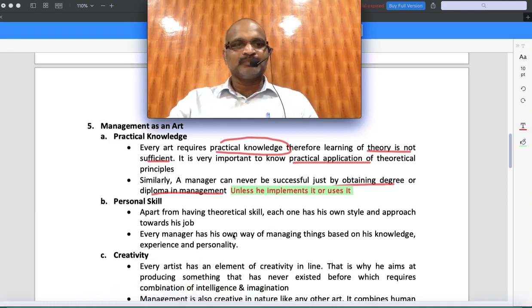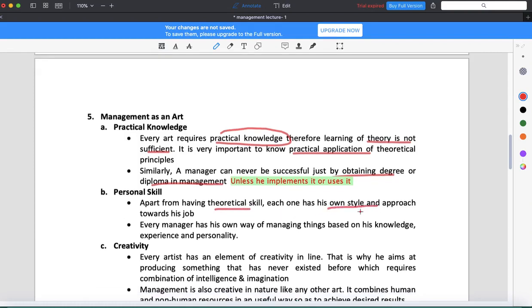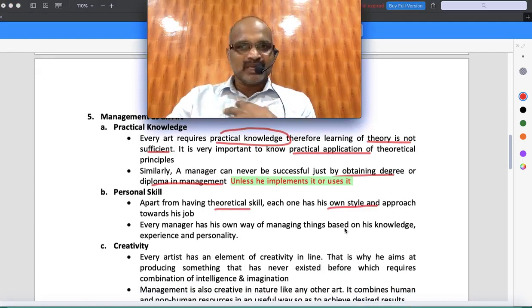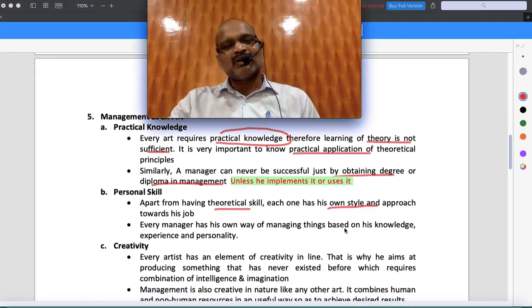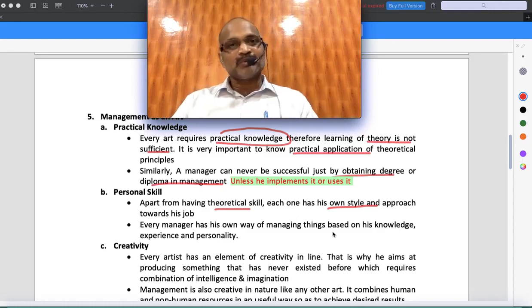Next one, personal skill. Apart from theoretical skill, each one has his own style. That means every manager should have a personal skill. Suppose I did my MBA. Just because I did my MBA, it does not mean I'm going to be successful in management. Understand that point? That means you have a professional skill, a knowledge, a qualification, but you don't know how to use it.